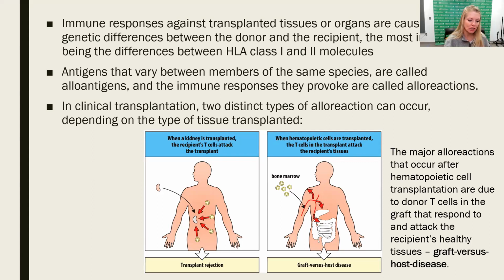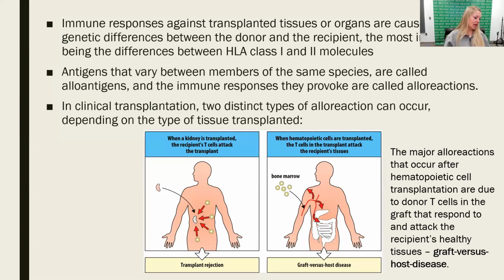And so antigens, there's a few terms that go along with that. If you have antigens within the same species, so human to human, we call these alloantigens. Allo meaning different, but it's still within the same species. And then if these antigens provoke the production of antibodies, we call these alloreactions, or any type of response could be it. And then those are alloantibodies.